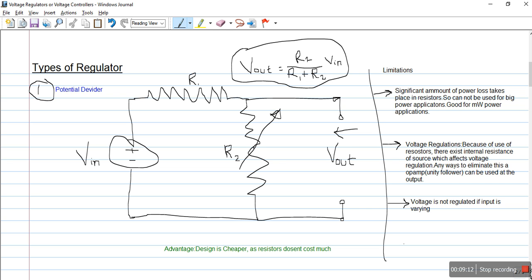Another advantage of this potential divider circuit is that these circuits are very cheap. What cost is there? Nothing. You just need to buy a few resistors only, and the resistors do not cost much.